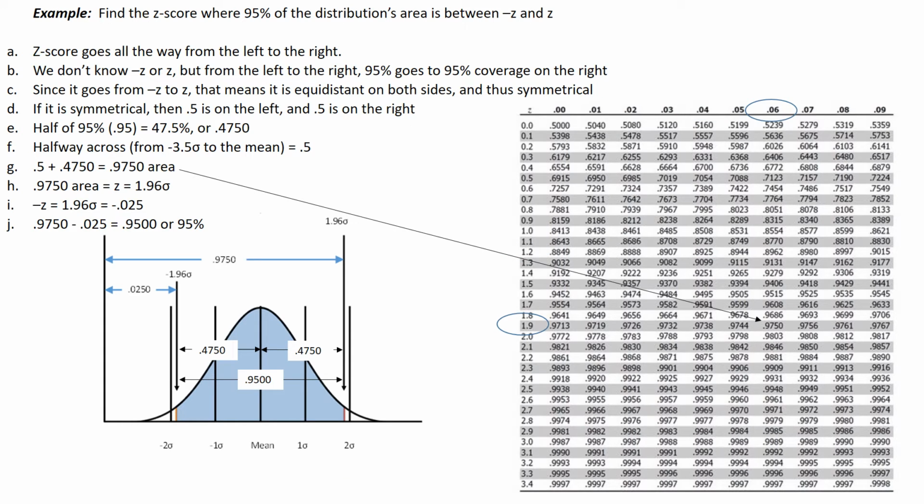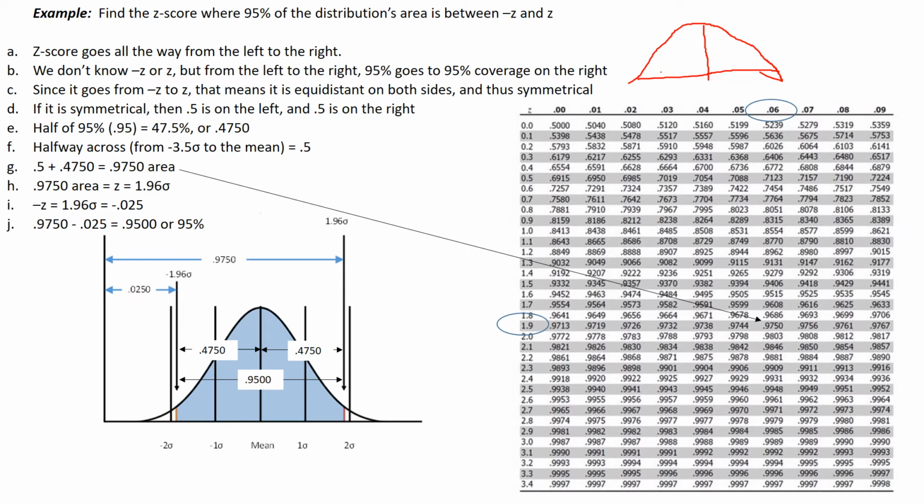This one is also very interesting because it's giving us a z-score. What they want to know is the z-score where 95% of the distribution is between minus z and z. And what does that mean? Well, if I draw a little bell curve here, like this, on top. And here's my mean. It's not the best curve.